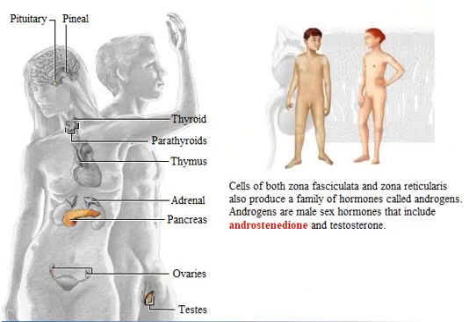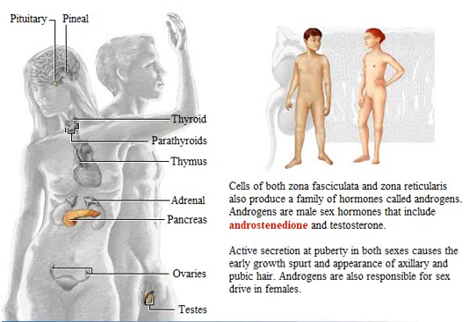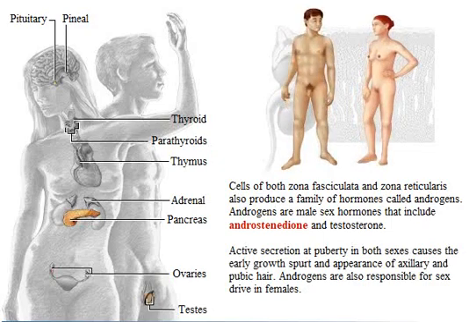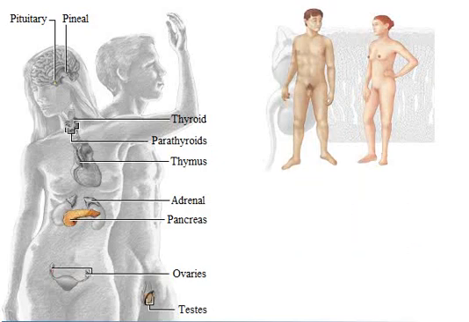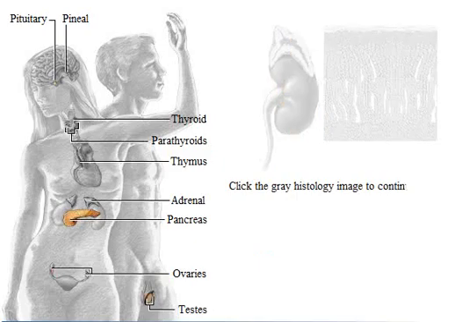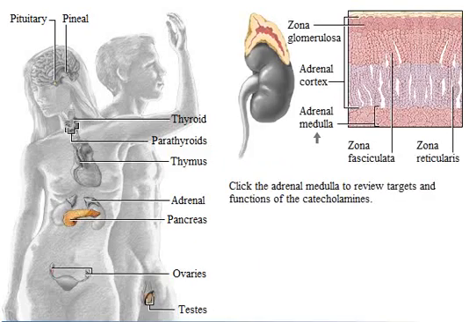Cells of both zona fasciculata and zona reticularis also produce a family of hormones called androgens. Androgens are male sex hormones that include androstenedione and testosterone. Active secretion at puberty in both sexes causes the early growth spurt and appearance of axillary and pubic hair. Androgens are also responsible for sex drive in females. Click the gray histology image to continue. Click the adrenal medulla to review targets and functions of the catecholamines.